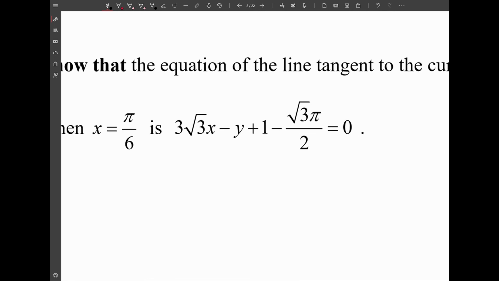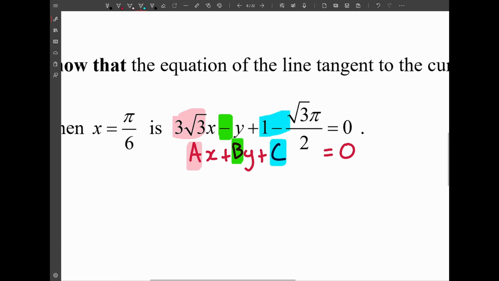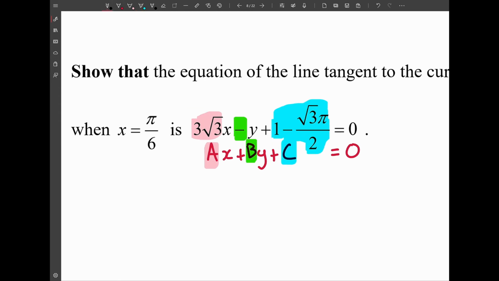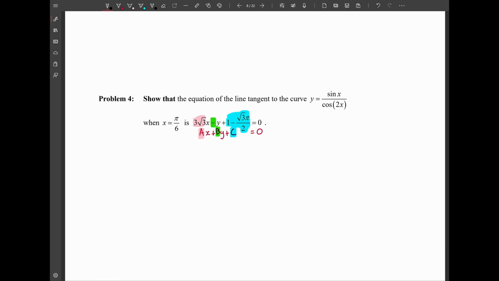If you really look at this, what we've got is ax plus by plus c is equal to 0. So it's just that we've got the different parts. Here's my a value. Here's my b value. And here's my c value. So it's just the general form of an equation of a line. Nothing we haven't done before. So we're just finding the general equation of the tangent to the line when x is pi over 6.